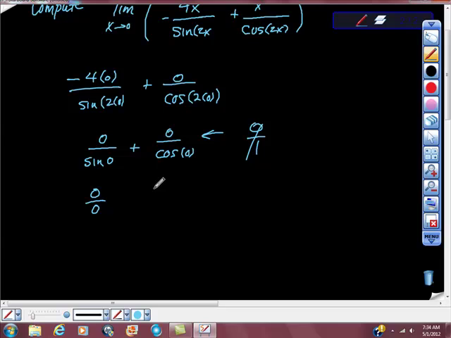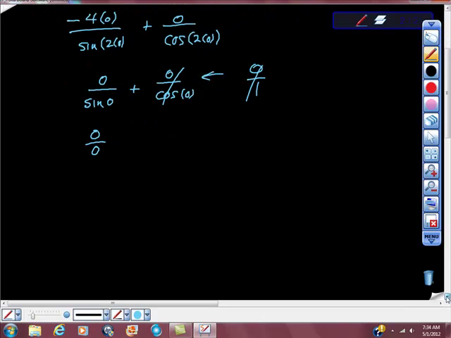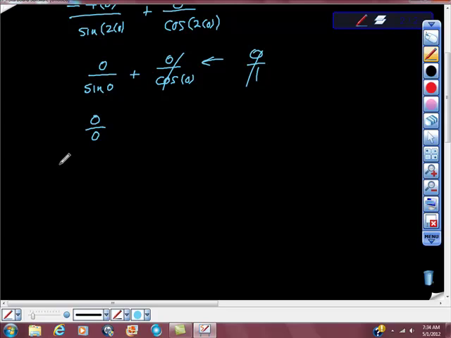So since this is okay, we're just going to deal with this part. So let's just take a look at this now, and let's take this limit. Let's take the limit as x approaches 0 of the opposite of 4x over sine 2x. Remember that this is a special limit problem.